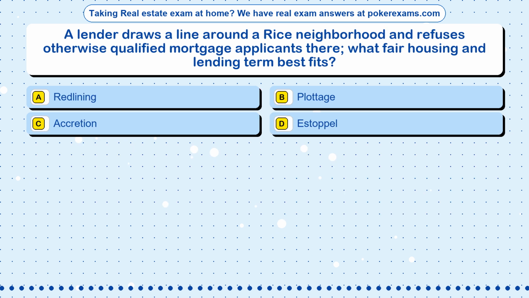Question 29. A lender draws a line around a Rice neighborhood and refuses otherwise qualified mortgage applicants there. What fair housing and lending term best fits? Option A, redlining. Option B, plottage. Option C, accretion. Option D, estoppel.